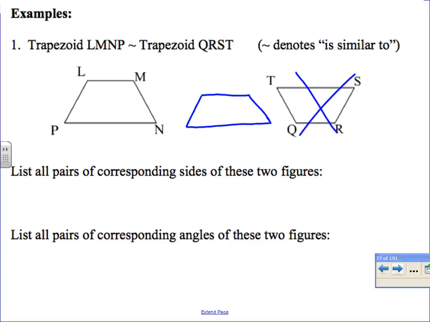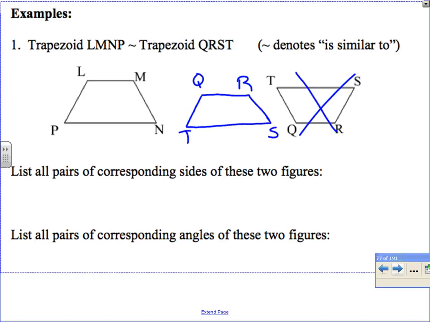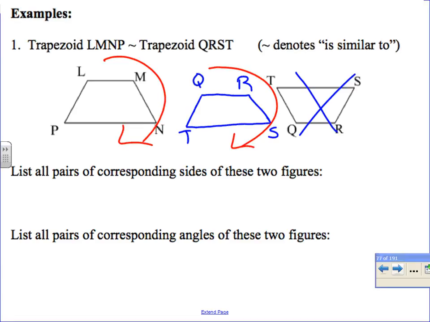How are we going to draw the new QRST? Alyssa, how are we going to draw it? How do you know that? Awesome. You have to either go clockwise or counterclockwise. Since this goes L, M, N, P, you have to go Q, R, S, T. Same relative position, same direction. So both of them are going this direction. Just like I told you yesterday.